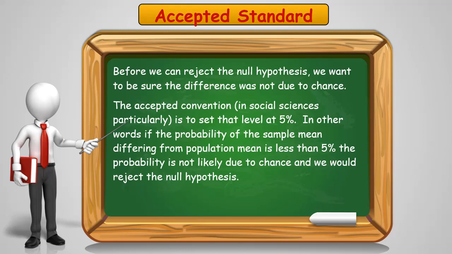Now, before we can reject a null hypothesis, we want to be sure the difference that we're seeing in our sample statistic was not due to just chance. So the accepted convention, at least in social sciences especially, is to set that level at 5%. In other words, if the probability of the sample mean differing from the population mean is less than 5%, the difference is not likely due to chance, and we would reject the null hypothesis.